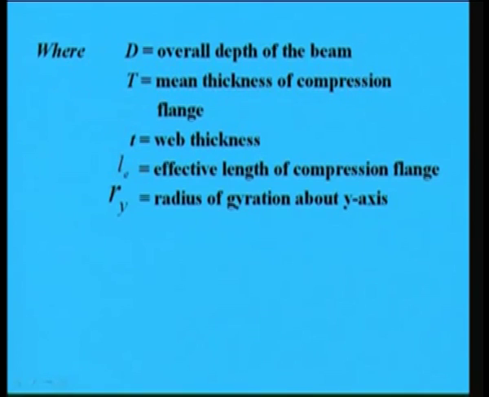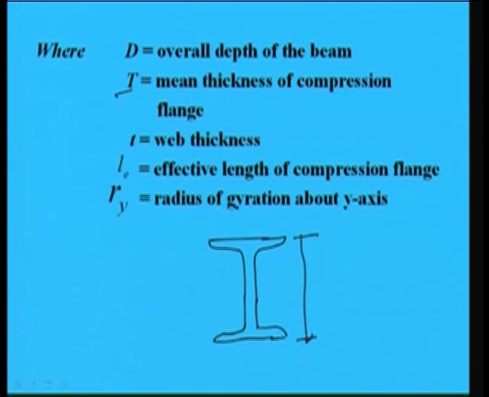Here you see, as I was telling, what is d, t, capital T, small t, all these things. Let us see. Suppose it is an I section. This is called capital D, where D is the overall depth of the beam.